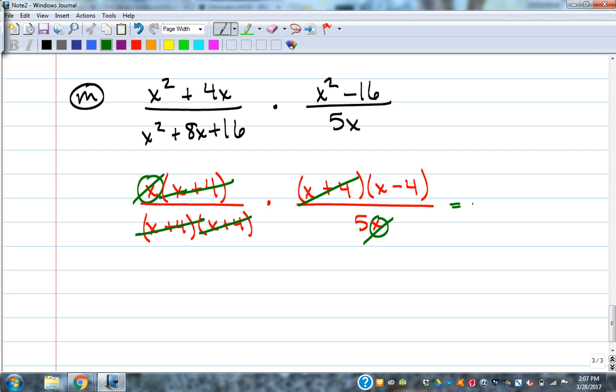Final answer is what's left over. Nothing here. That's gone. That's all that's left is x minus 4. Gone, gone. The x is gone. 5 is all that's left. We've got a much simpler problem than what we started with. Simplified.